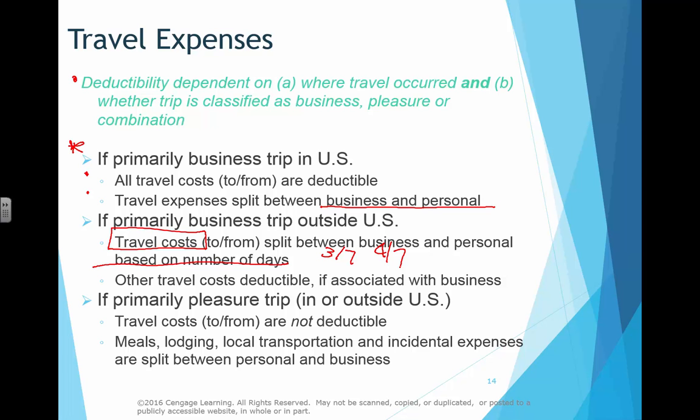If a trip is primarily pleasure, say I'm taking my family to Disneyland for 6 days, and then on the 7th day, I'm going to touch base with one of my clients, I don't get to deduct the cost of the plane ticket at all. I do get to deduct 1 day of meals, lodging, transportation, etc. Okay? So essentially, the only thing I get if it's primarily for pleasure is that little bit.